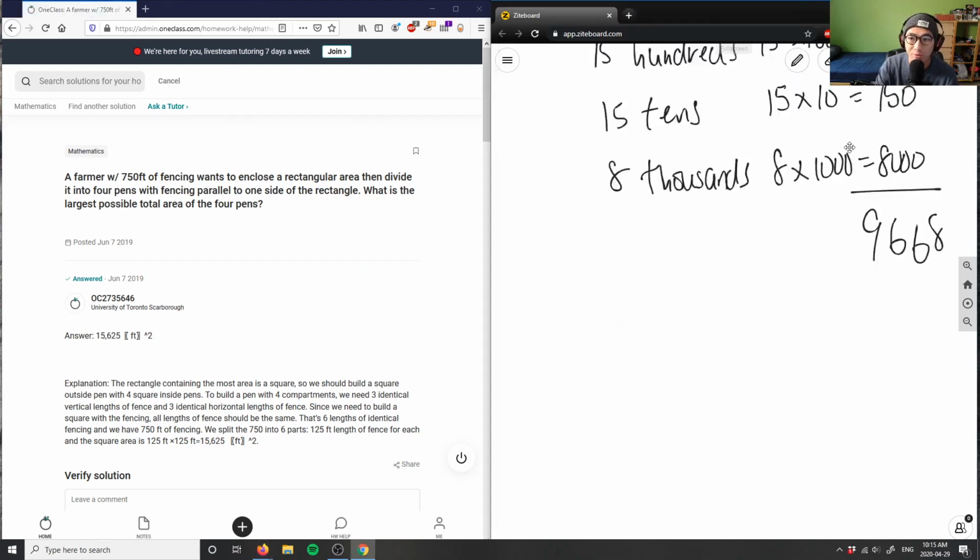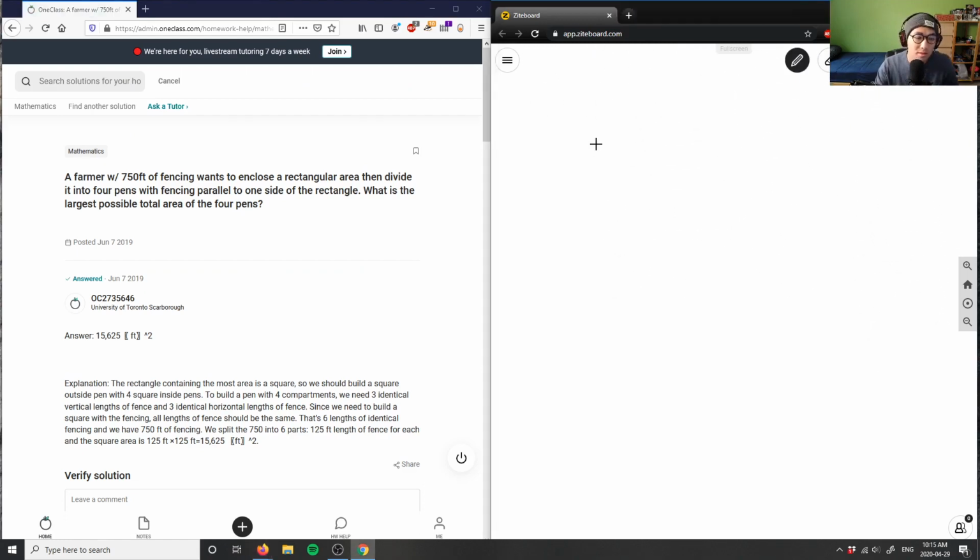Okay, let's do number four here. This is a farmer with 750 feet of fencing who wants to enclose a rectangular area, then divide it into four pens with fencing parallel to one side of the rectangle. What is the largest possible total area of the four pens here?